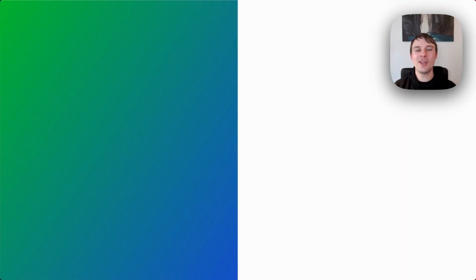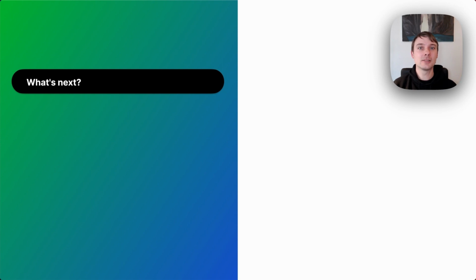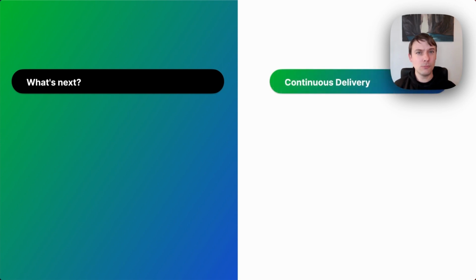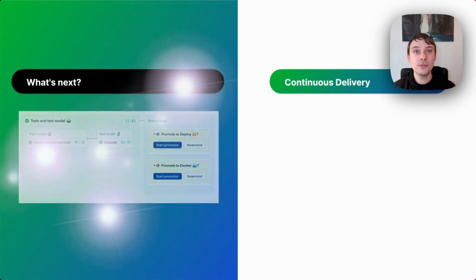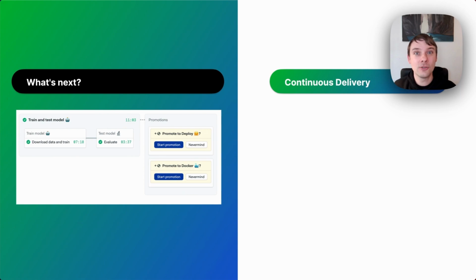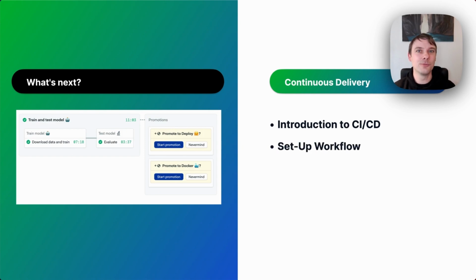We've deployed our app. So what's next? Now we want to go into continuous delivery in the next part. This basically means that every time we change our code, this process gets automated. Instead of us doing it manually, we want it to be automated. So we will check out how CI/CD works, we'll do an intro, and we'll set up the workflow itself.